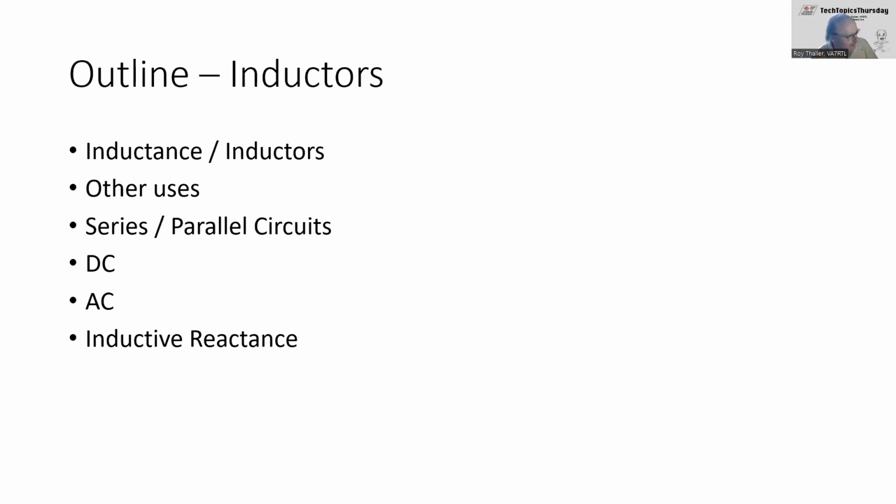DC, what happens in AC, and then we'll talk a little bit about the inductive reactance. And then next week we'll talk about capacitors, which is the opposite of the inductors. And inductors are more like resistors. And you can think of inductors basically as a coil of wire.